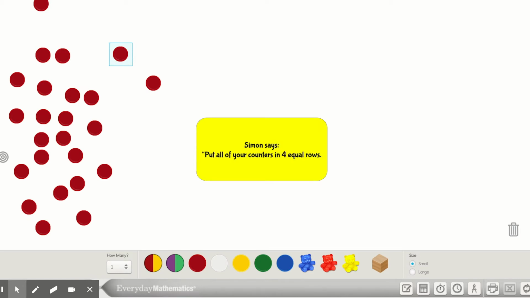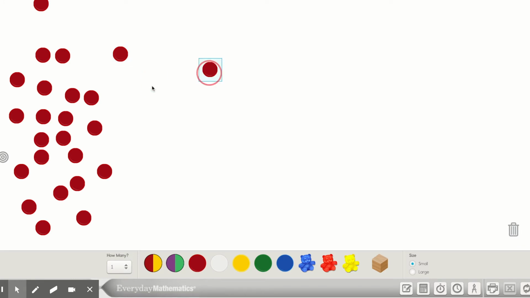Simon says, put all of your counters in four equal rows. So I need four equal rows. So I'm going to just line up my rows first because they need to be equal. So I know I need four equal rows.